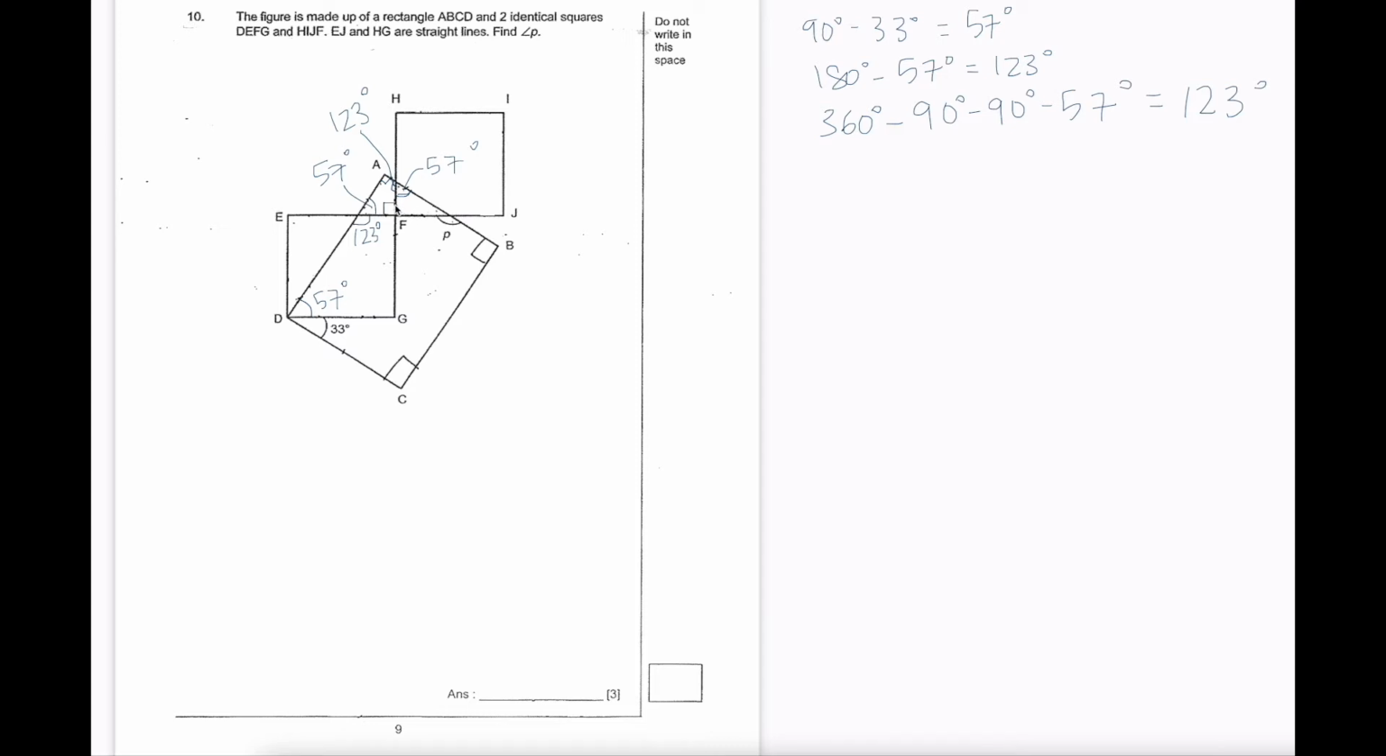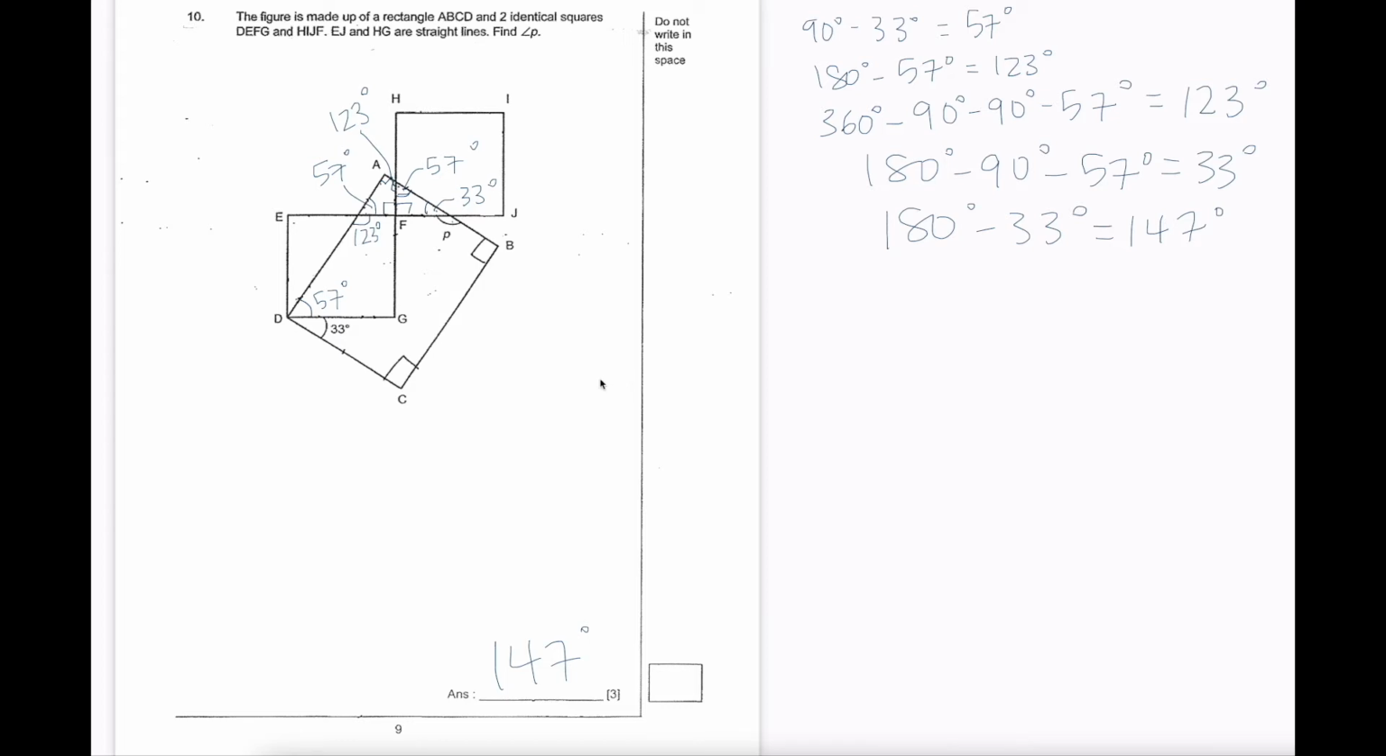Alright, so this is a right angle. So what is this angle here? We can just take 180 minus 90 minus 57. We are going to get 33 degrees. Okay, so if this is 33 degrees, we can find our P. We can just take 180 minus 33 degrees, and we are going to get 147 degrees. And that's it, our P is 147 degrees.